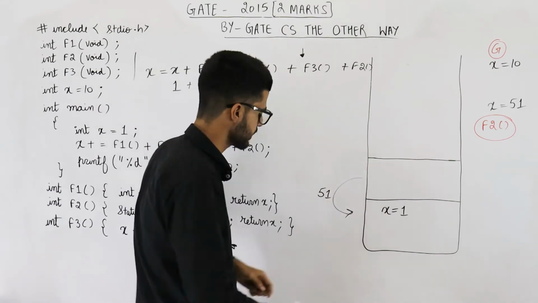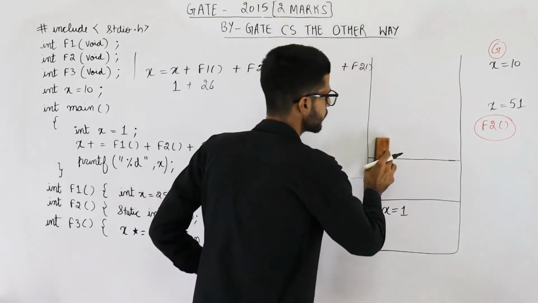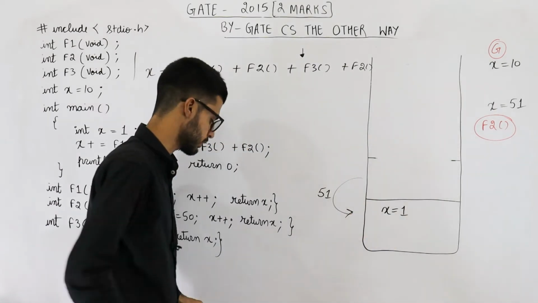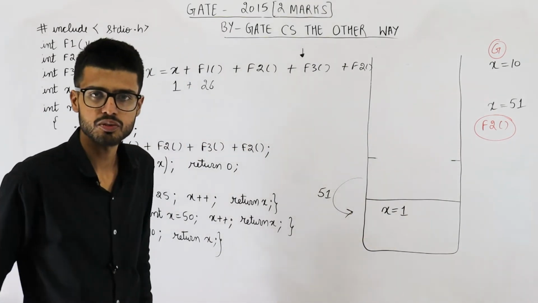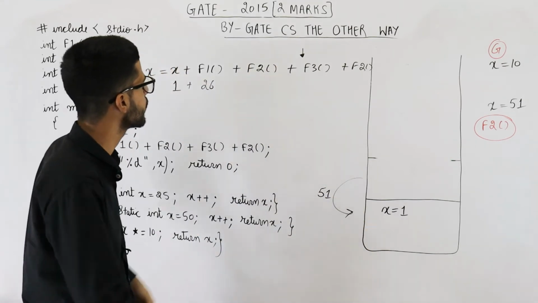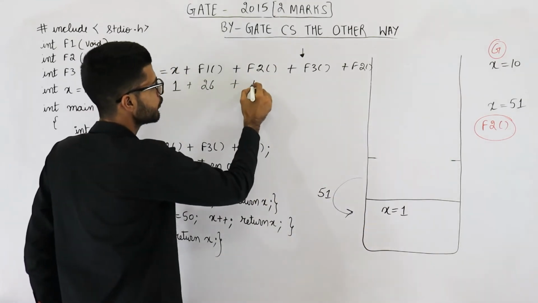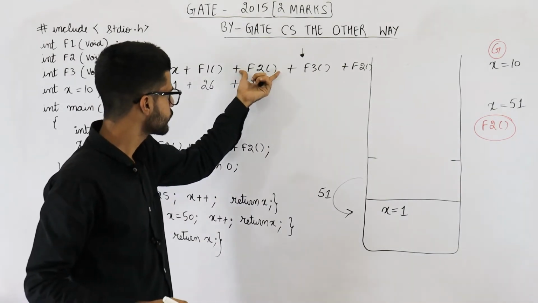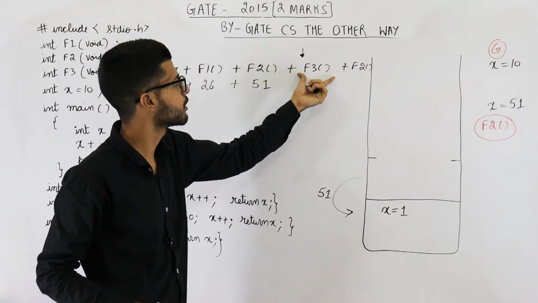That means now this activation record will be deleted. 51 is returned to the original function. What has to be done with this 51? It will be used here. So this function call returned 51. And I've already told you, whenever this function returns something, we have to continue from here.